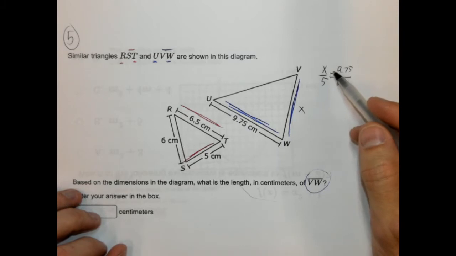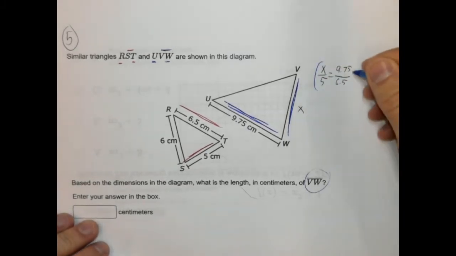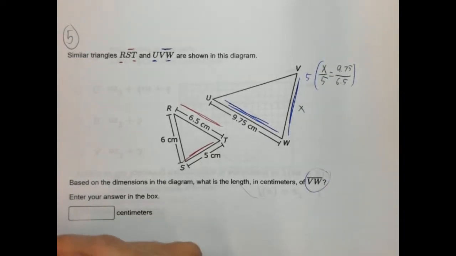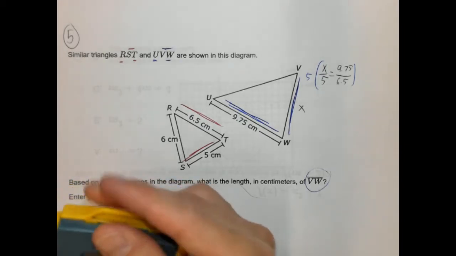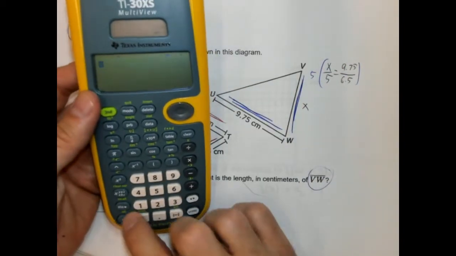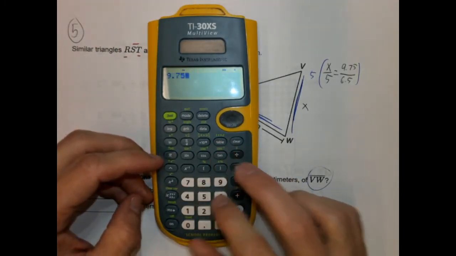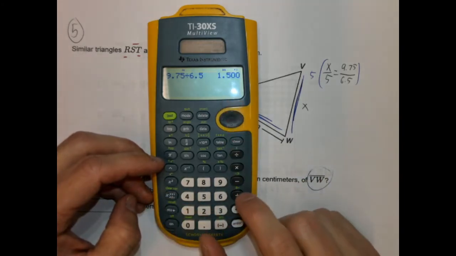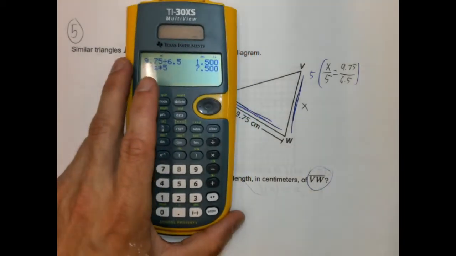All right, so to solve for x, we're just going to multiply both sides by 5. You could cross multiply, but there's really no need to. So let's do this first and multiply by 5. Here you go. 9 3/4 divided by 6 1/2, we get 1 1/2, then multiply that by 5, and you should get 7 1/2 centimeters.